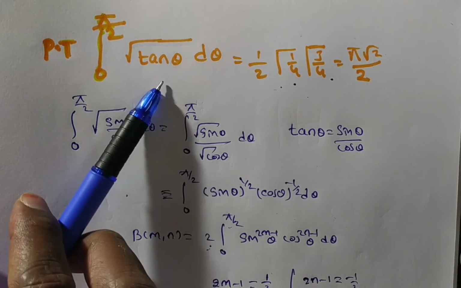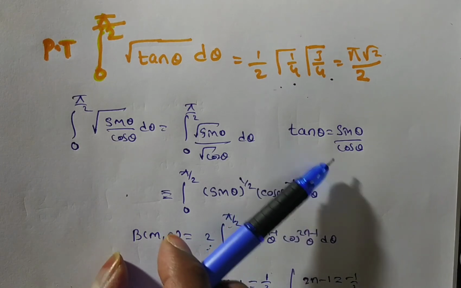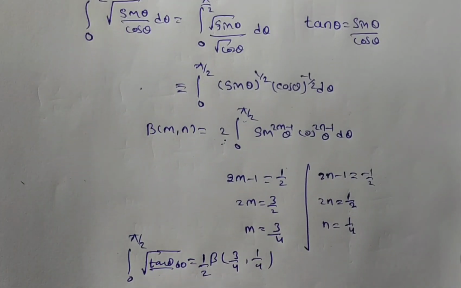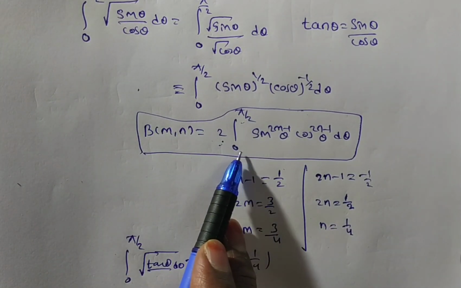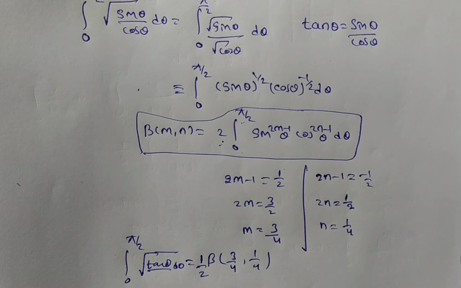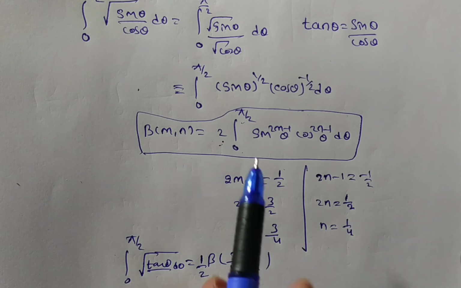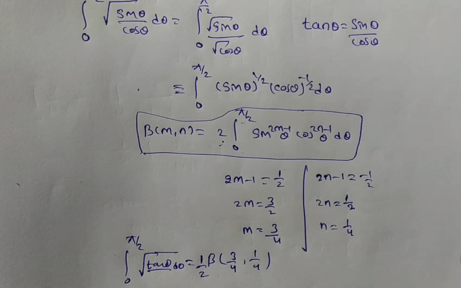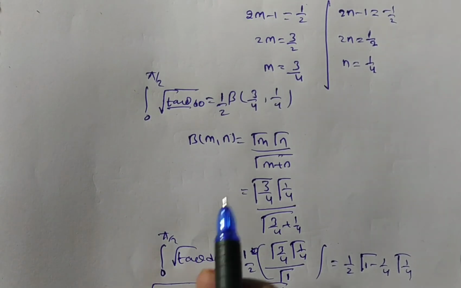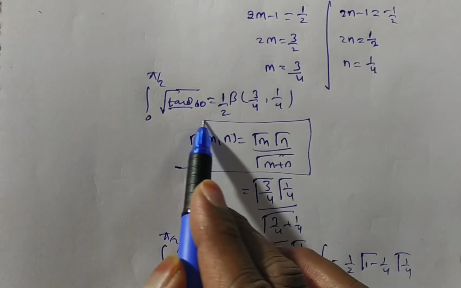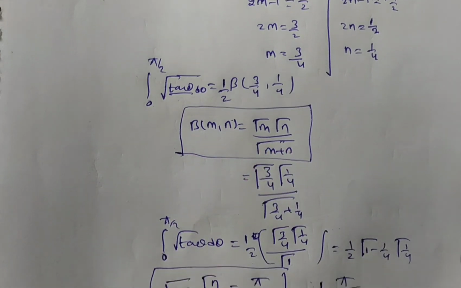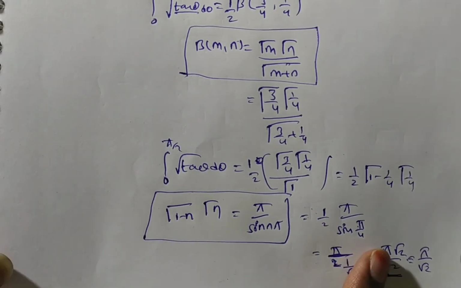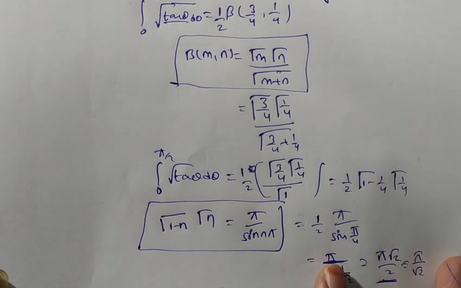Friends, to solve this, what we have to do is write tan theta in terms of sine and cosine and use the formula beta of m comma n in trigonometric form. How will you get this trigonometric form? Generally, beta of m comma n is the integral of 1 minus x to the power of n minus 1 and x to the power of m minus 1. There you substitute x is equal to sine square theta, and then you will get this formula. Next, from this, use the relation between beta and gamma, and then we have to use the gamma of 1 minus n, gamma n is equal to pi by sin n pi formula. Then you will get the solution.